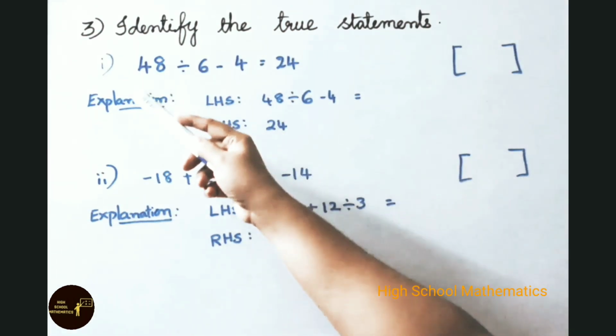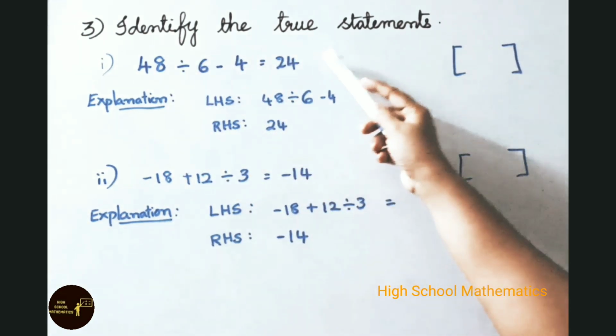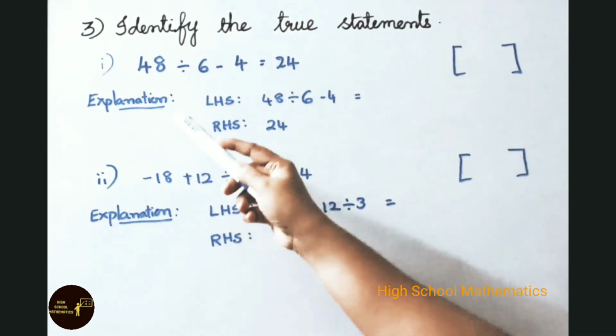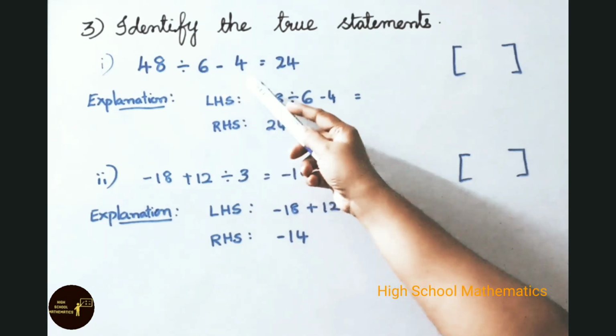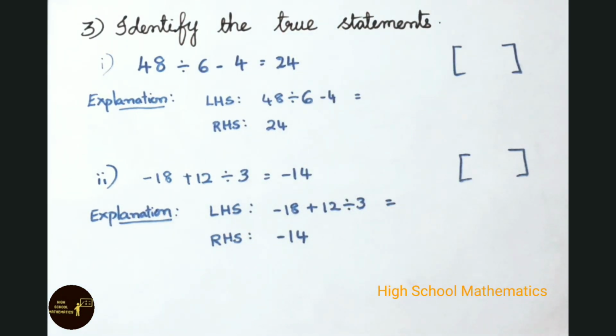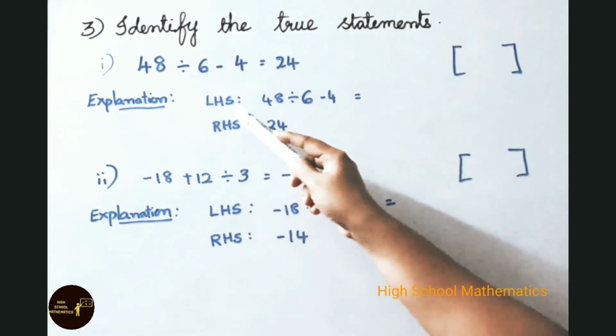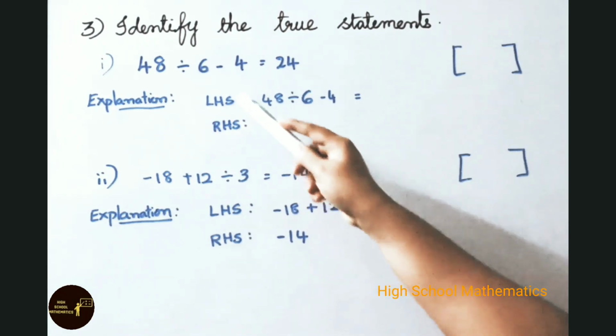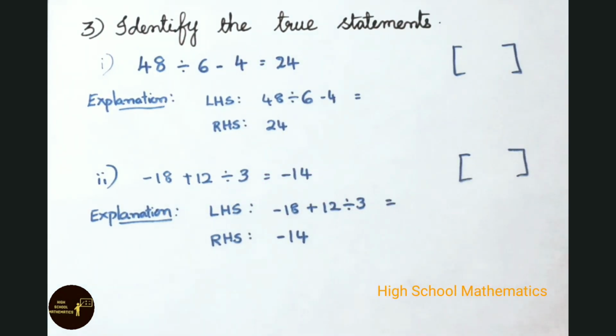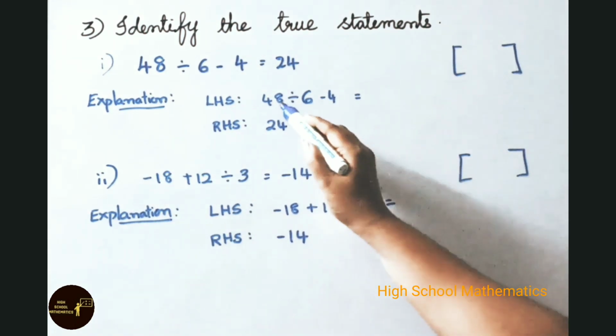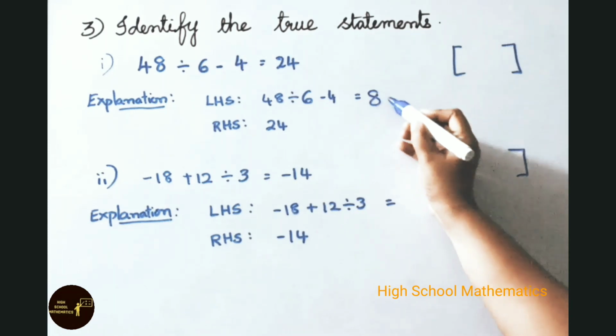See now question number 3. Identify the true statements. See the first one. 48 divided 6 minus 4 equals to 24. See here, LHS part, that is left hand side part, that is 48 divided 6 minus 4. According to BODMAS rule, first we have to do division. 6 times 48 is 8 times.